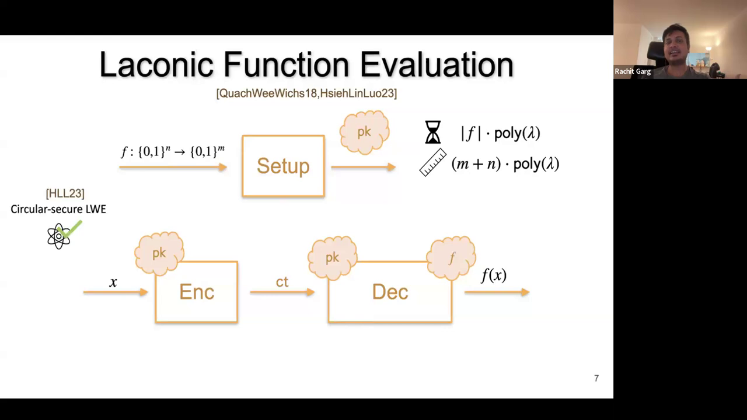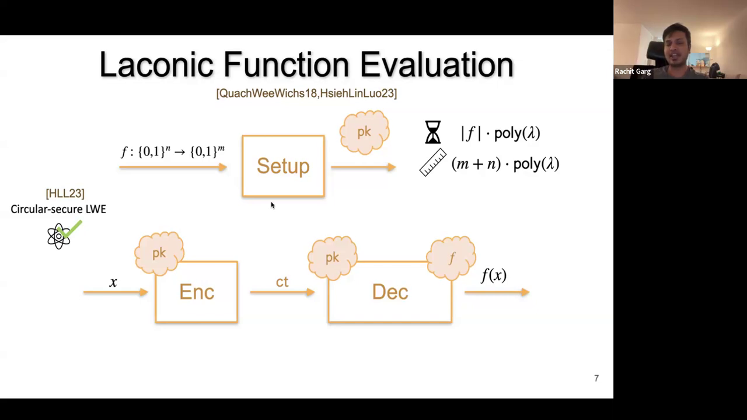So Quach, Lin, and Luo in 2023, in a wonderful result, showed how to use circular secure LWE to build such a laconic function evaluation scheme, where public key size is only dependent on the input plus output times poly lambda. So if the function is going from n bits to m bits, the size of this public key is n plus m times poly lambda.